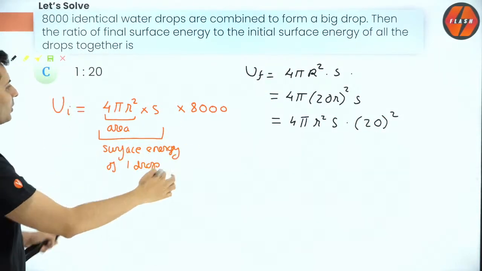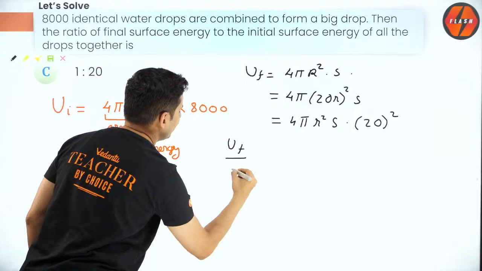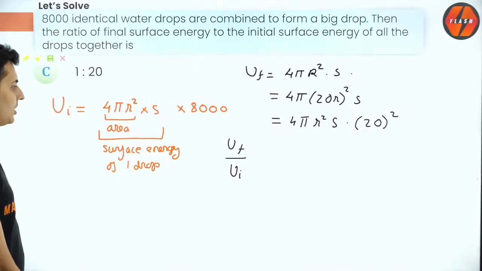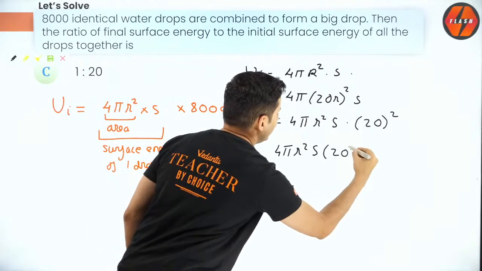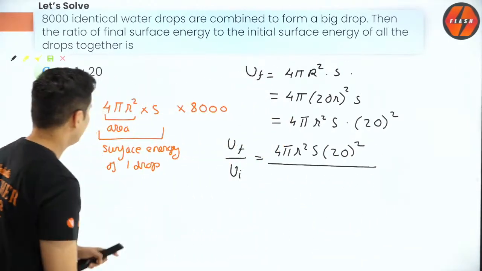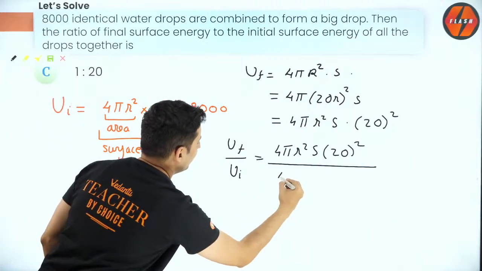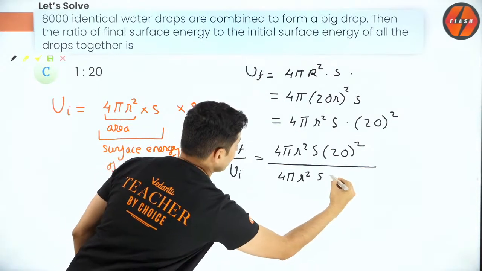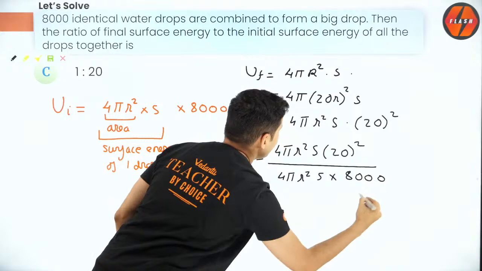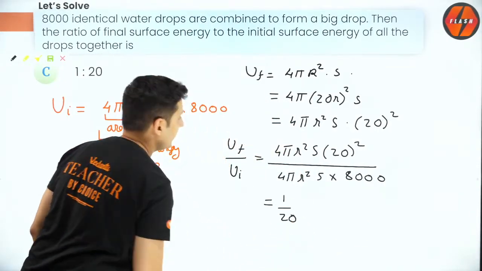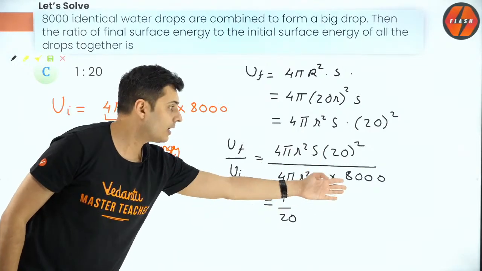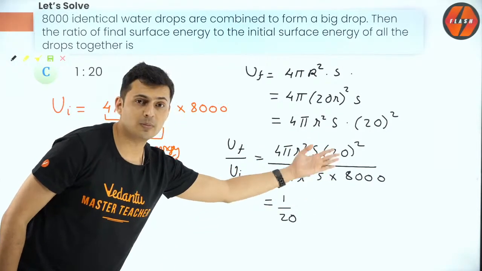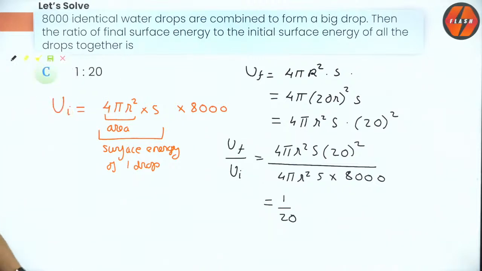Now just divide both of them. So what will be UF by UI? That is the question. UF by UI. So it will be 4 pi r square S into 20 square divided by this entire thing, 4 pi r square S into 8,000. Do this, you will get this as 1 by 20. 4 pi r square S will cancel. 8,000 is 20 cube. 20 square, 20 cube. One of them will remain, so that's 20. That's the answer. I hope this is clear.